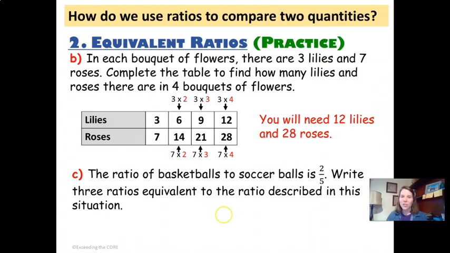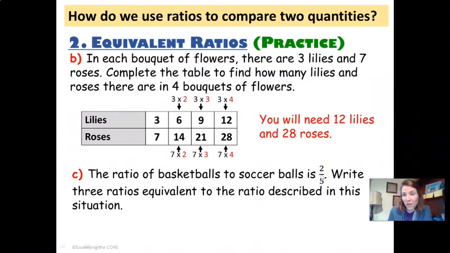The next question is simply asking us to find some equivalent ratios. We get to make up what they are. So there could be lots of answers on this one. You guys can have a little creativity if you want. Use some larger numbers if you desire to do that. We have a ratio of basketballs to soccer balls, and the ratio is 2 to 5. You need to come up with 3 equivalent ratios for 2 to 5.